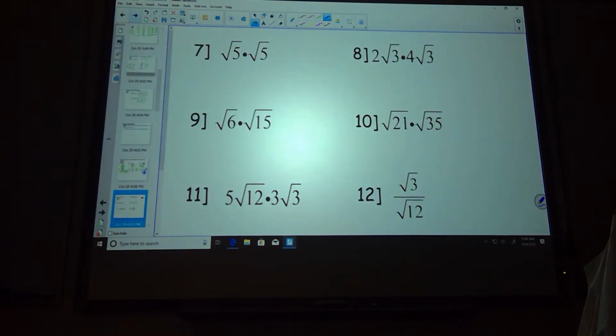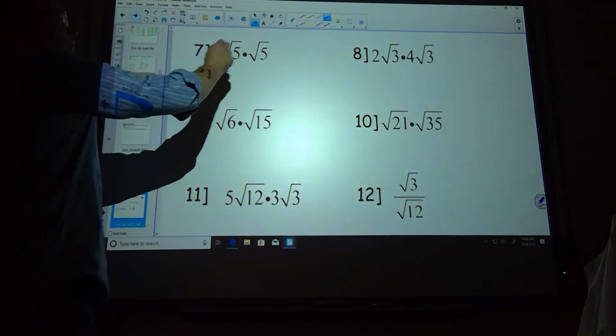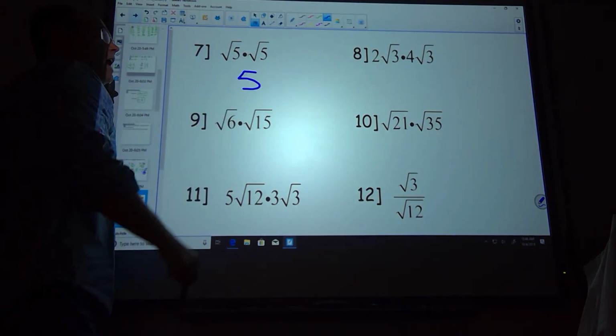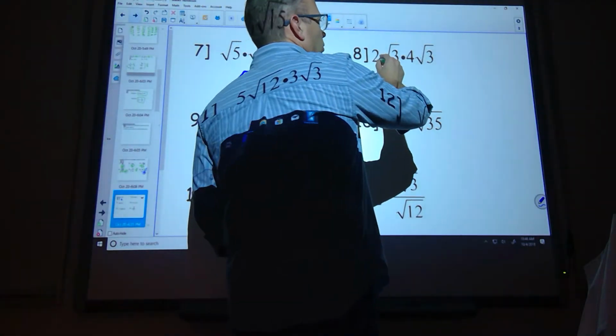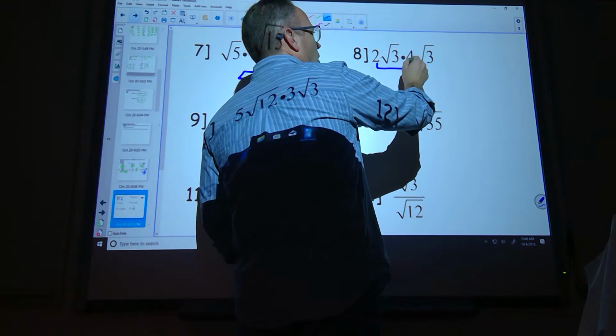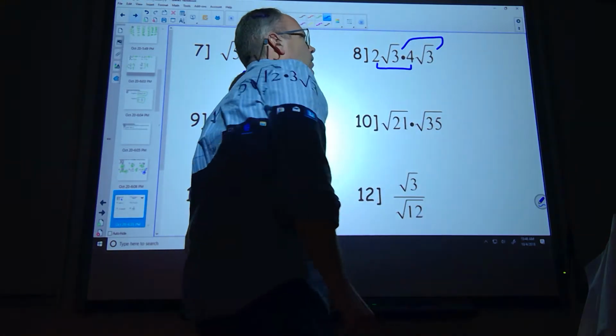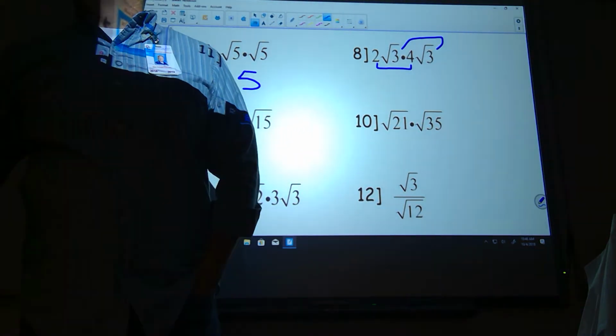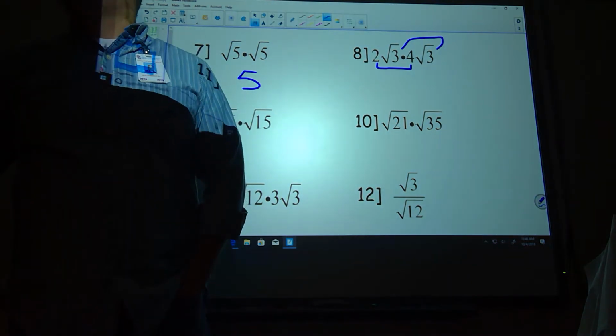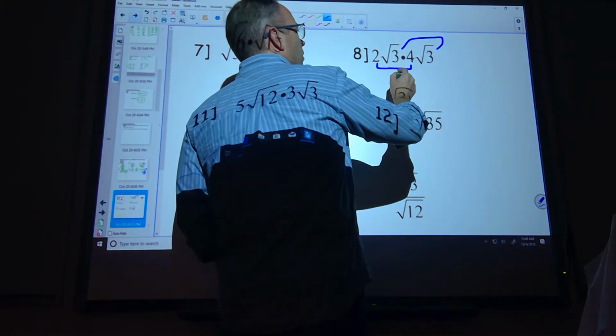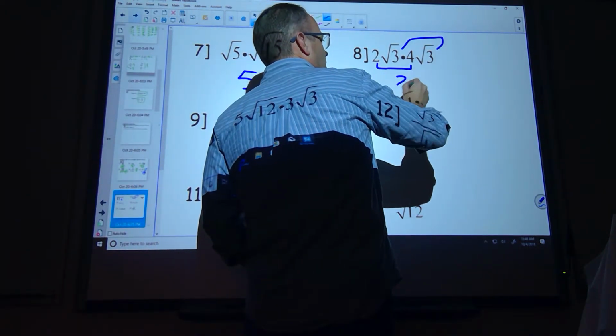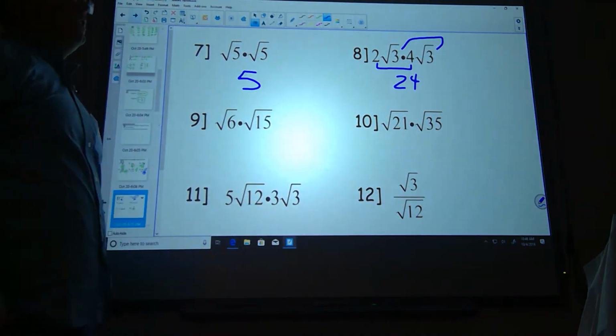All right. So this is going to be root 25. Root 25 is just 5. This one, I'm going to go outside, outside, inside, inside. So I get 8 times root 9. Root 9 is what? What's the square root of 9? 3. What's 8 times 3? 24. Done. Does anyone need to see that written out?